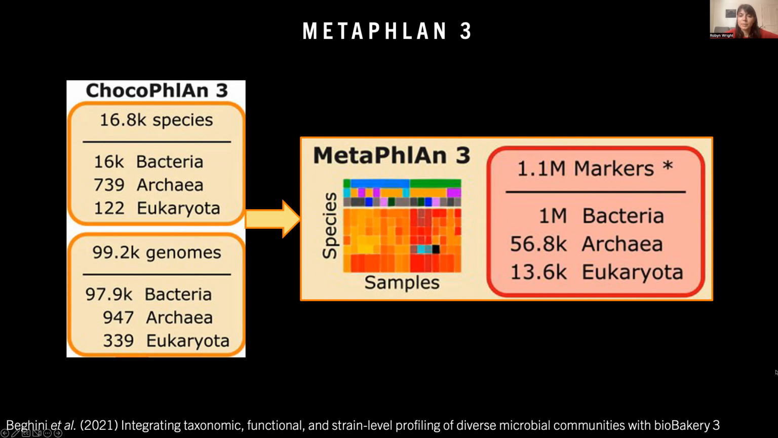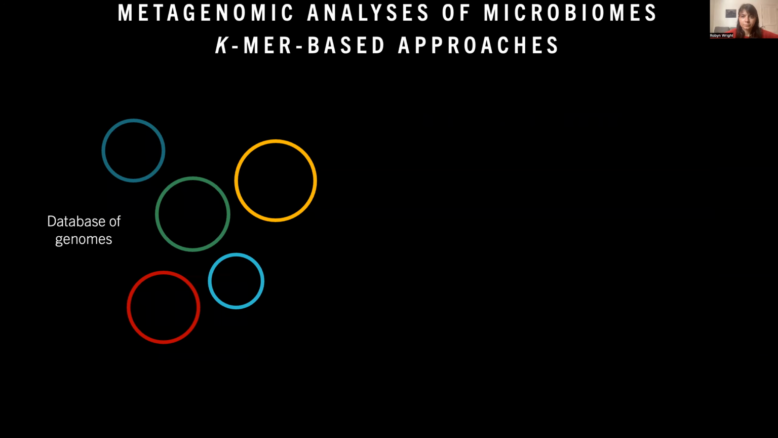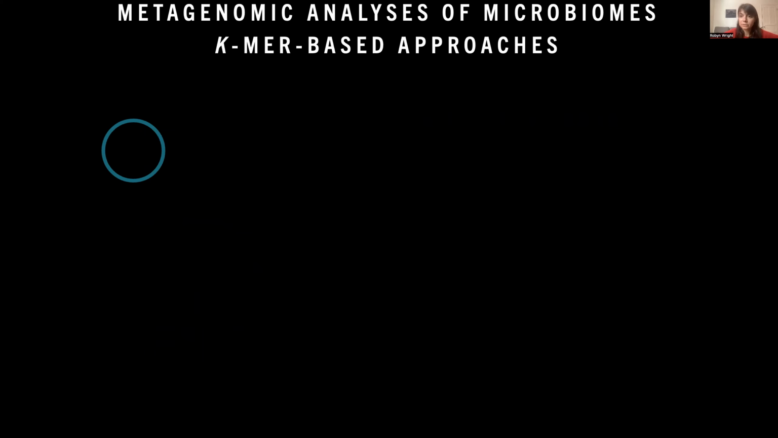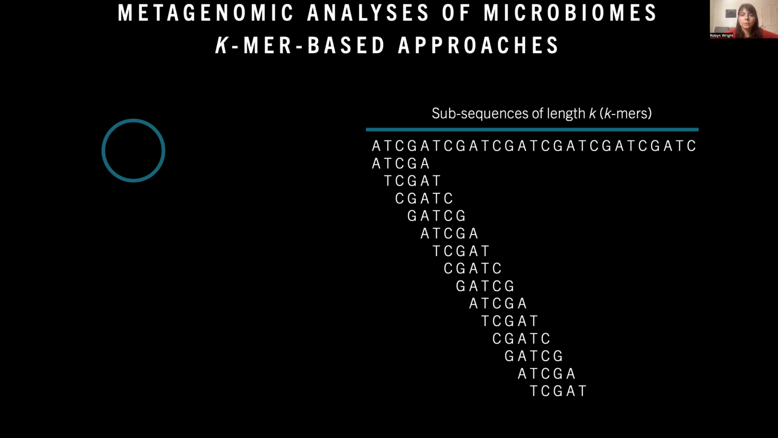So MetaPhlAn will map the reads in the samples to this database of marker genes, and then it will use this to estimate the number of reads that would be contributed by each taxon from the whole sample. The other approach that's often taken is a k-mer-based approach. So with k-mer-based tools, basically we take our database of genomes, and for each of the genomes, we calculate all subsequences of length k, which are then known as k-mers. And these k-mers are what's used to build our database.